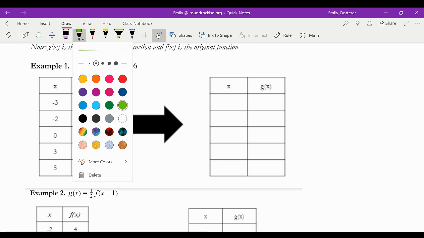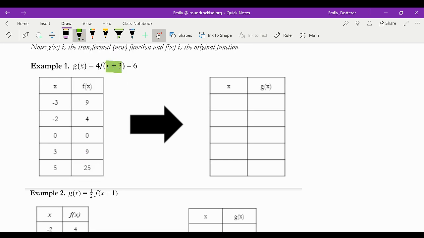The c value is going to affect our x. Now the tricky thing here is, remember, that means that it's going left 3. So these are going to get more negative. So we're going to subtract 3 from each in order to move them further left.